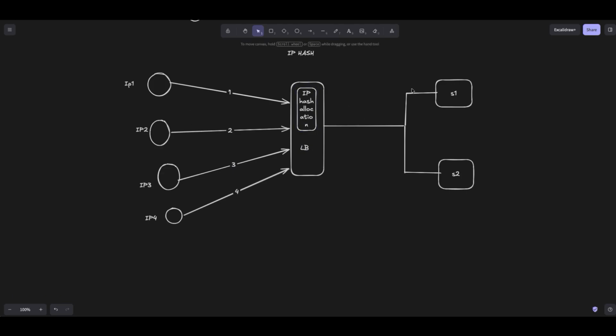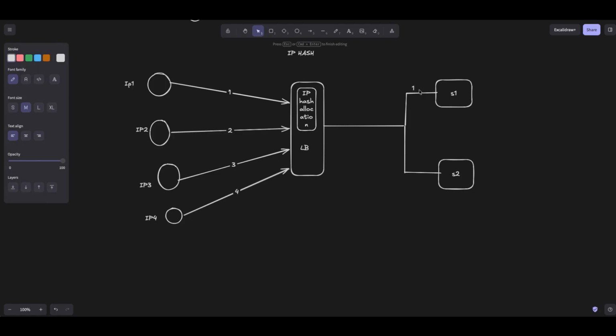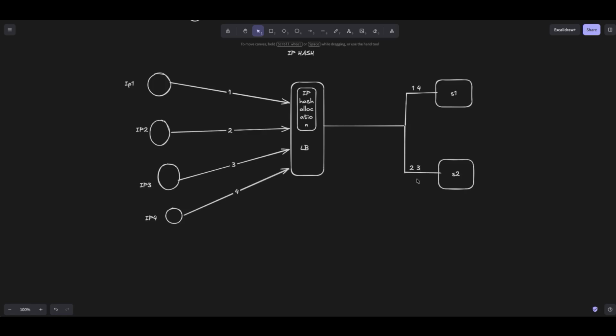Now, what does it mean? Let's say the first user and fourth user will always be served by server one, and the second and third user will always be served by server two. That's it. That's all on IP hash.